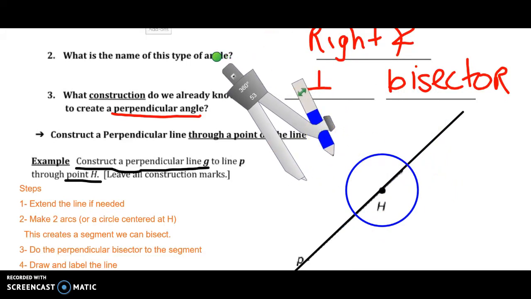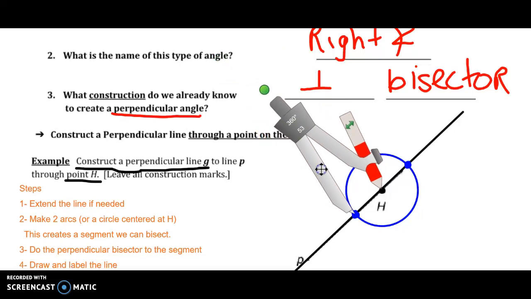And so now what we've created is a diameter, or in this case, a segment. So here's one endpoint of the segment, here's the other endpoint of the segment. Well, we have a segment, and H is technically the midpoint, or the center of that segment, since it is a diameter, and we can do a perpendicular bisector through that point. And we know how to do that.